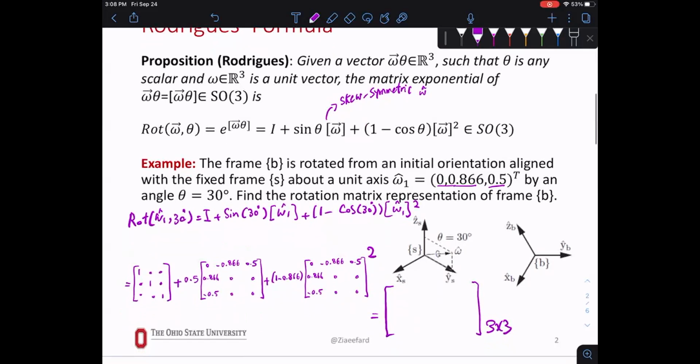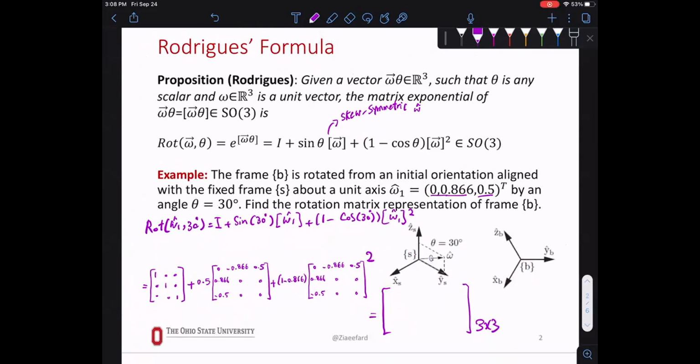Are you writing these? We have it in the annotated version, but if you want to write, I'll give you a few seconds to do that.